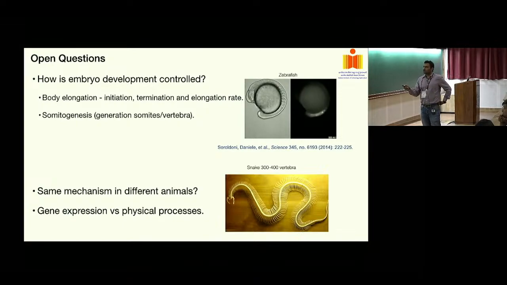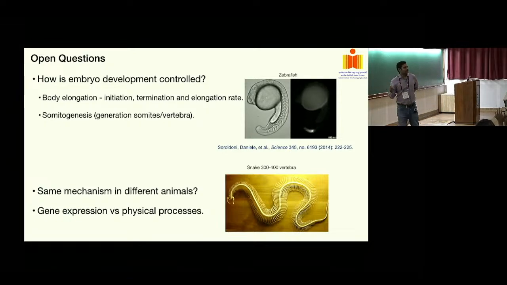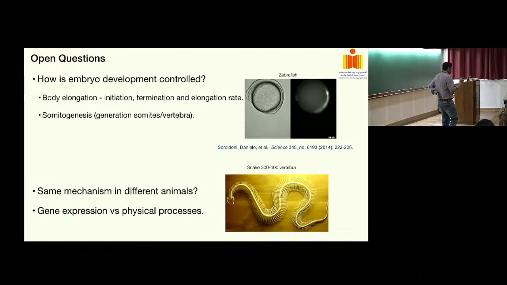So these are open questions. Other than that, is this mechanism the same for different animals with vertebrae, like us, snakes, mice, chicks, and zebrafish, or any vertebrate animals? As you already know, we have close to 33 somites, whereas snakes have close to 300 to 400 somites, right? So the difference is huge. Can we use the same mechanism to explain all these somite formations? Okay, so that is another question.